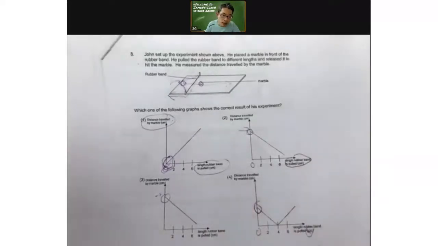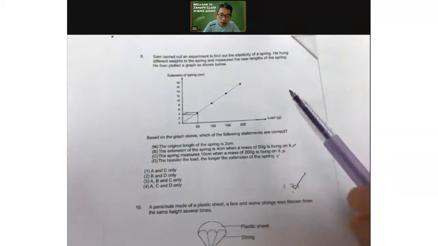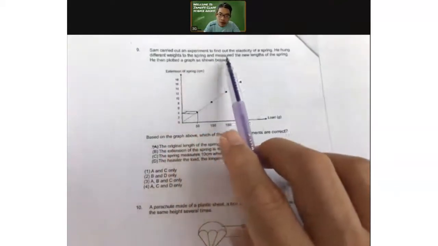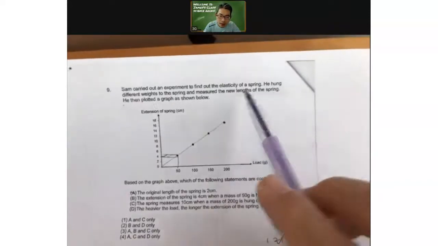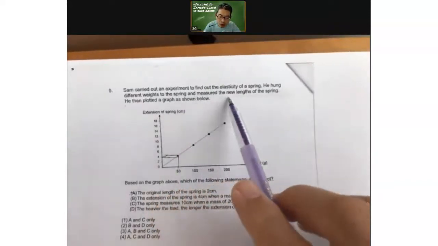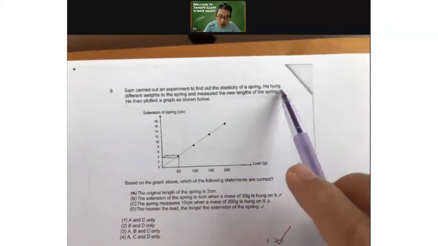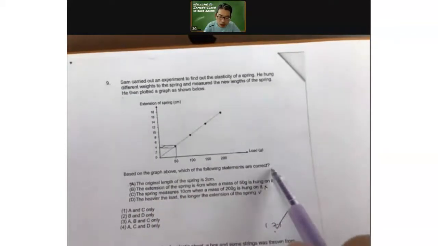Let's go to question 9. Now, so far, so good. Okay, Sam carried out an experiment to find out the elasticity of a spring. He hung different weights on the spring and measured the new length of the spring, and he plotted a graph. So which statement is a correct statement?